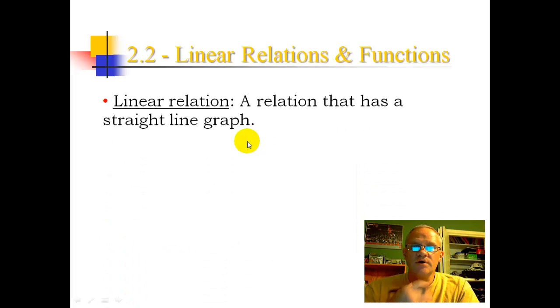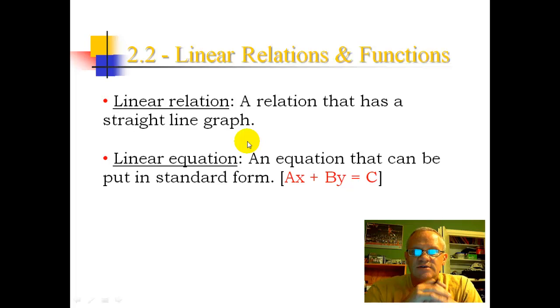So first of all, what is a linear relation? A linear relation is just a relation that has a straight line graph. So when you look at it on a graph, it's going to make a straight line. A linear equation is an equation that can be put in standard form. So this is one of the ways that we can tell if an equation is linear.